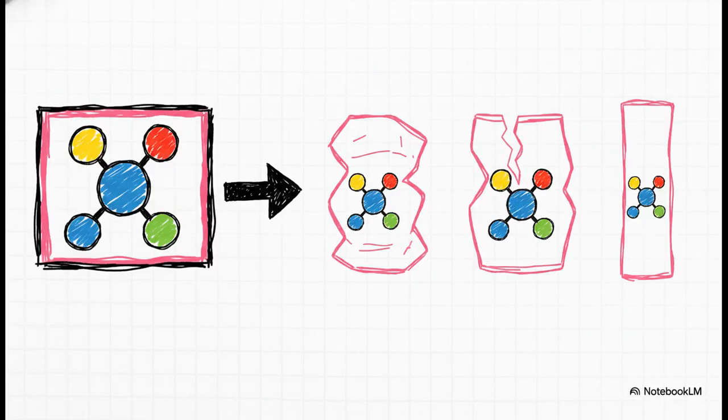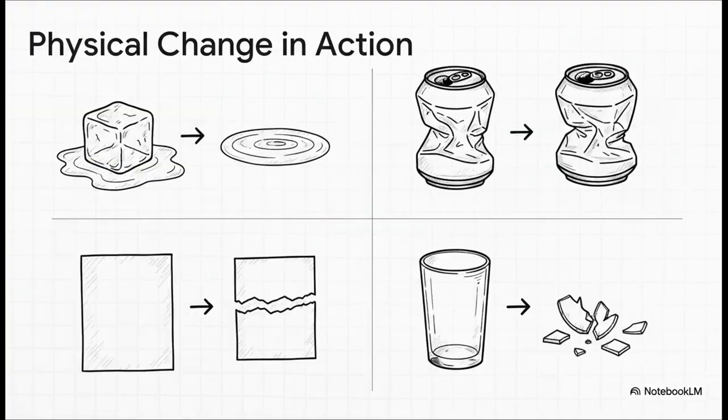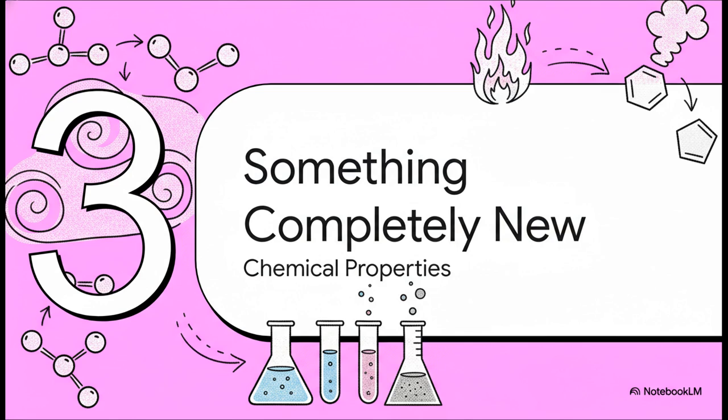So, this leads us right to the idea of a physical change. When something goes through a physical change, it might look different on the outside, but its chemical identity, its core recipe, stays completely untouched. Let's look at this in action. When you melt an ice cube, it goes from solid to liquid, but it is still H2O. Crush an aluminum can, it's just a crumpled up piece of aluminum. You cut paper, you break glass, you've changed the form, but you have not created a single new substance. Okay, so that's the physical side of things.